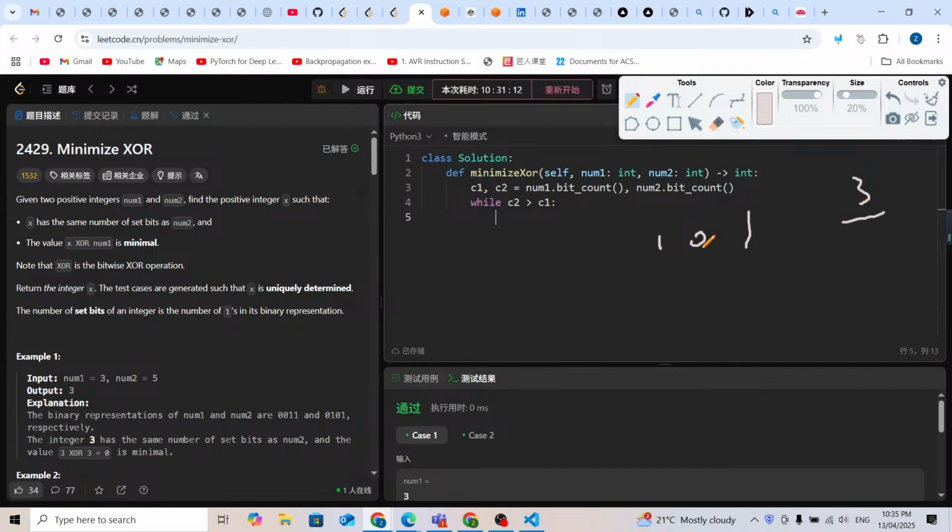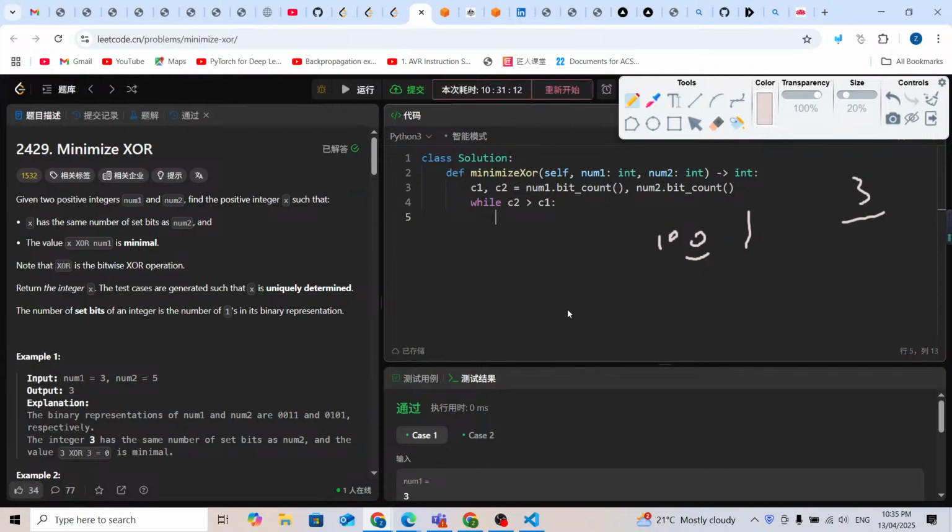So basically, we need to check from the right to the left. If there's a 0, we're gonna set it to 1. But how can we set this 0 to 1 from the low bit to the higher bit? So we're gonna use the OR operation, the binary OR operation.